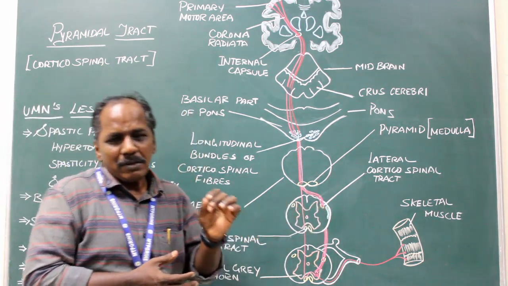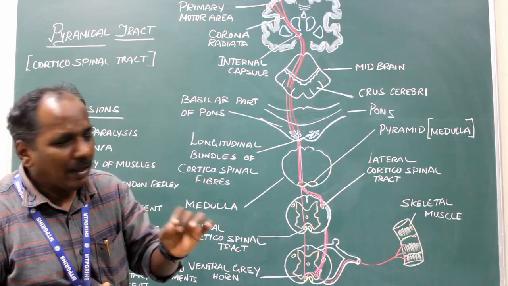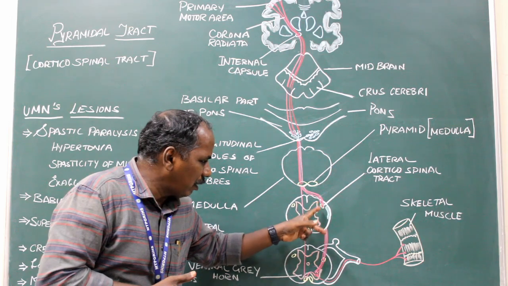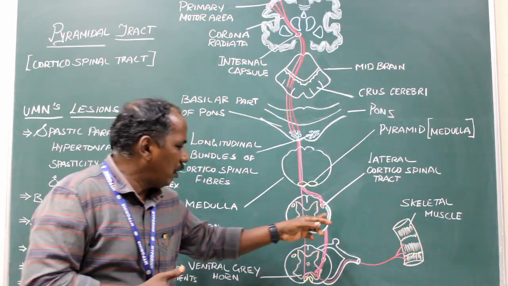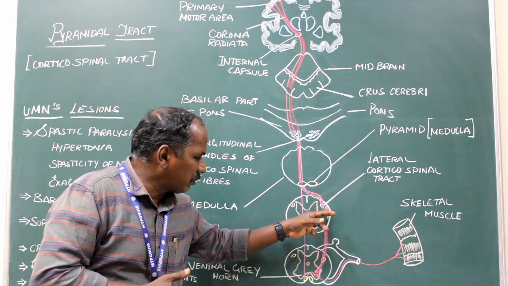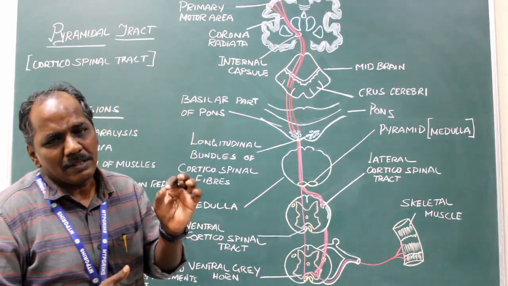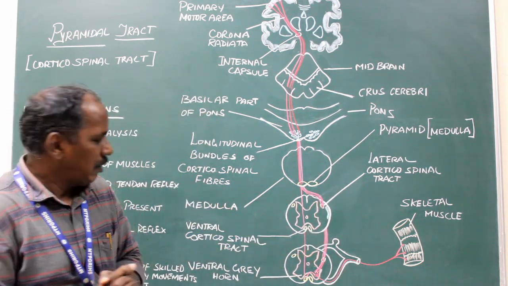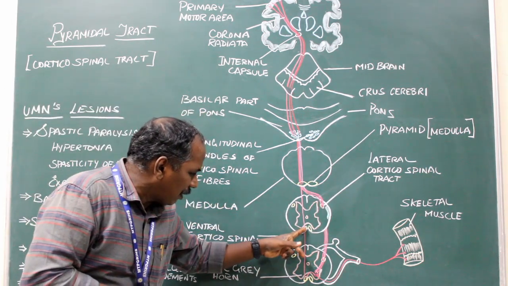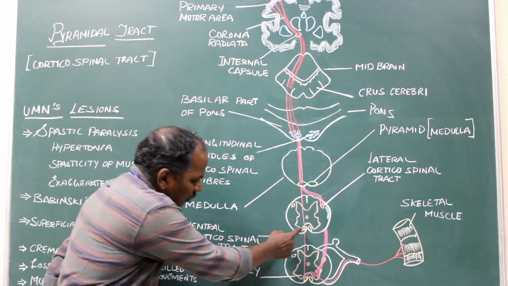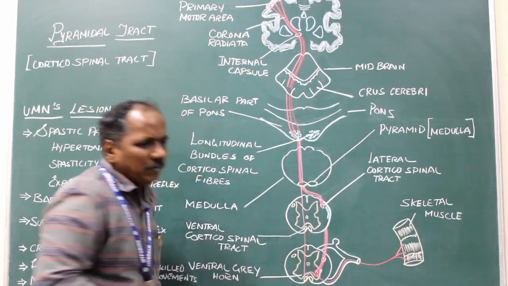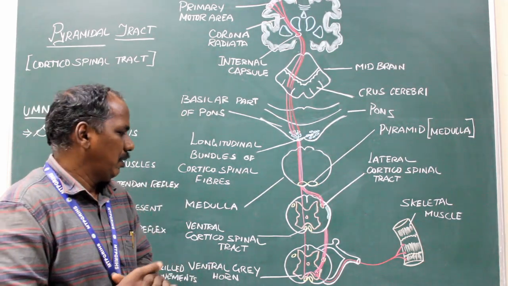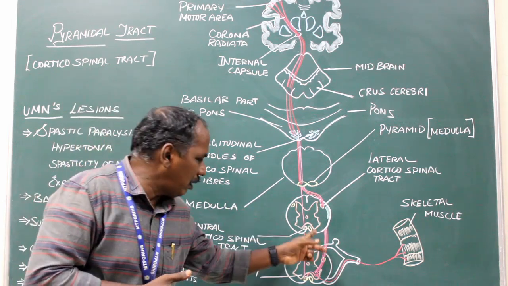The lateral corticospinal tract lies in front of the posterior gray horn and medial to the posterior spinocerebellar tract. So that is the exact situation of the corticospinal tract in the lateral white column. The ventral corticospinal tract lies in the ventral white column near the anterior median fissure.